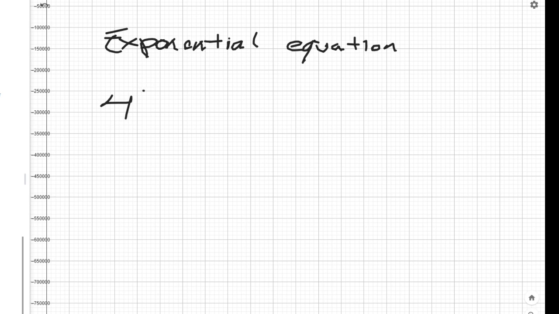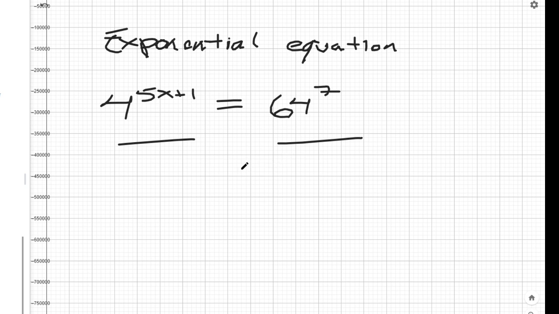5x plus 1 is equal to 64 to the 7th. Okay, so both of these are the same expression. And the goal here is to make that base be the same as that base. So right now I have a 4. This is 64. So you need to know your multiplication facts pretty well. So I'm going to change 64 to 4 to the 3rd. Why? Because 4 to the 3rd is 64.